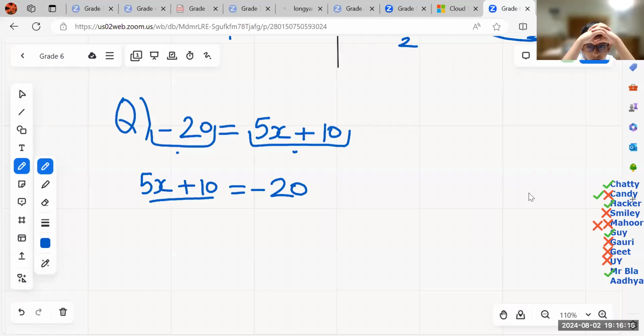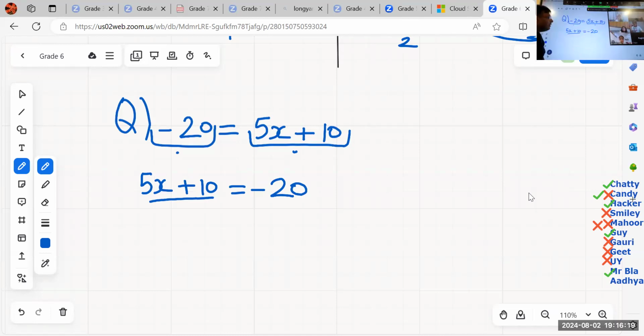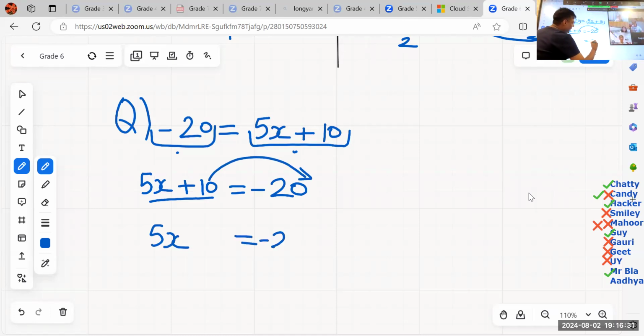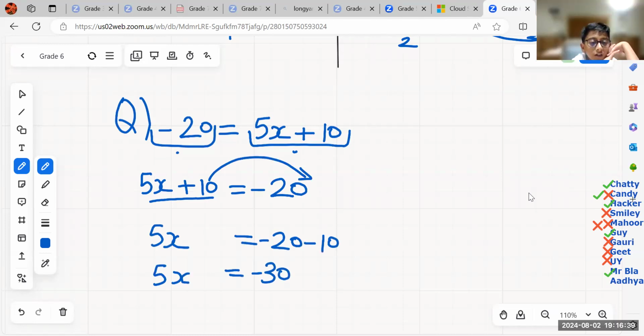Yes, sir. I have just switched all the numbers from the left to the right and right to the left. I have told you the reason multiple times because I like my variable on the left. Because as a practice, it is easier to solve. So 5x plus 10 will go to the right side. It will become minus 20 minus 10. So 5x will be equal to minus 30. 30, not minus, because minus and minus makes plus.